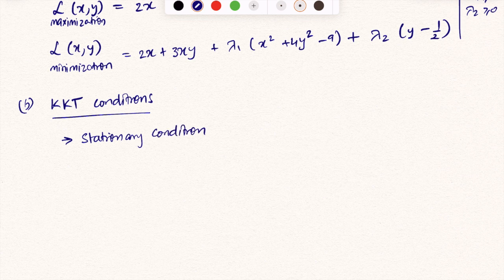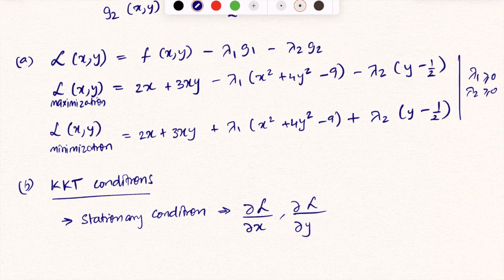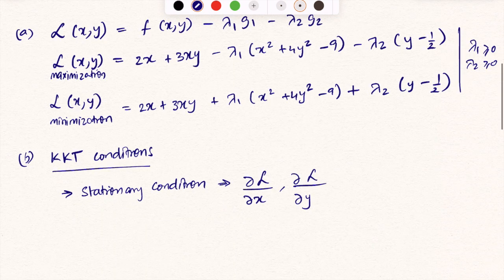In this condition, we take the first order derivative of the Lagrangian function with respect to the variables in it, i.e. x and y. So we would need to calculate partial L with respect to partial x and partial Lagrangian with respect to y. When you take the partial derivative with respect to any specific variable, we treat any other variable we see as a constant. So let's solve for partial L, partial x.